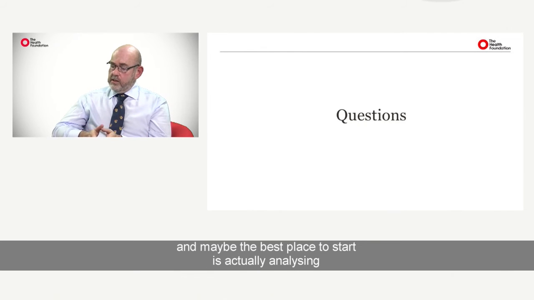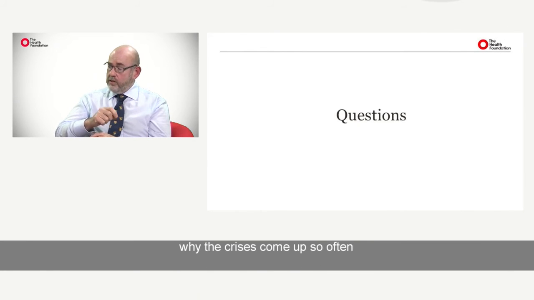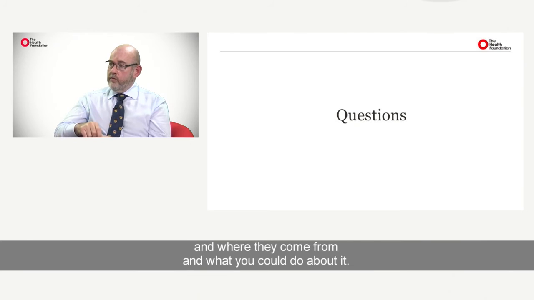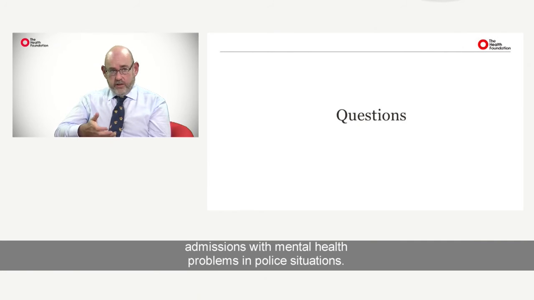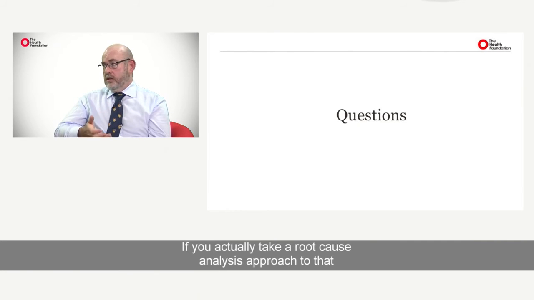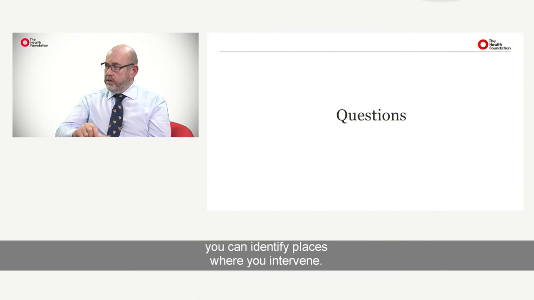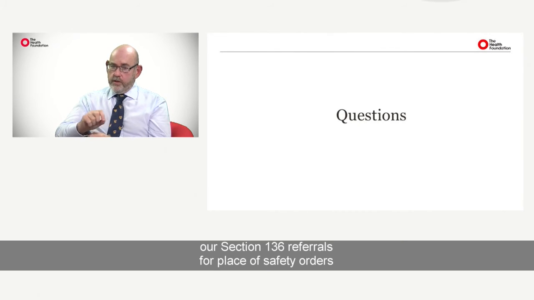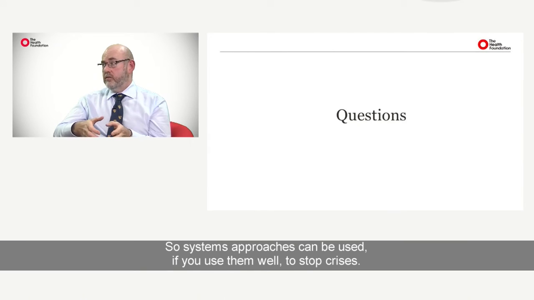And maybe the best place to start is actually analysing why the crises come up so often and where they come from and what you could do about it. A good example is Section 136, admissions for mental health problems in police situations. If you take a root cause analysis approach to that, or a systems approach, you can identify places where you intervene. Since we put a triage car in place in Hertfordshire for mental health, our Section 136 referrals for place of safety orders for people with mental health problems has dropped. So systems approaches can be used, if you use them well, to stop crises.